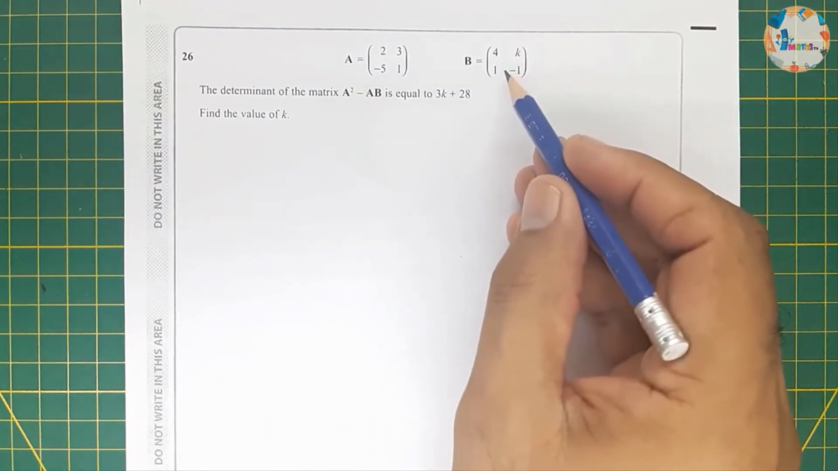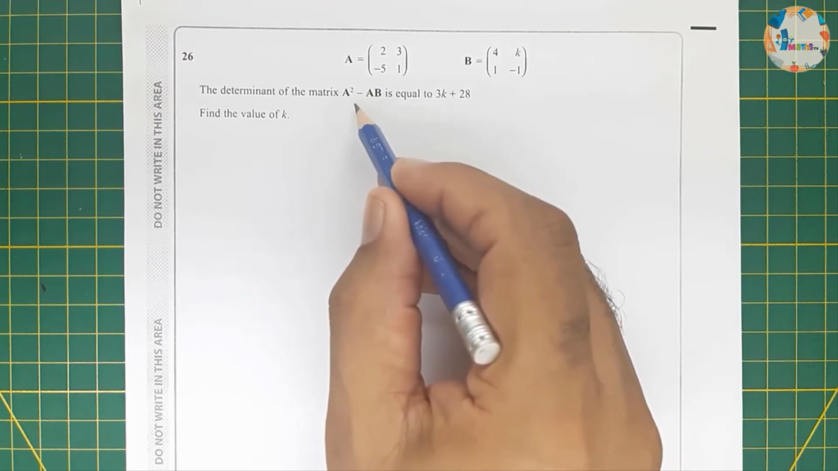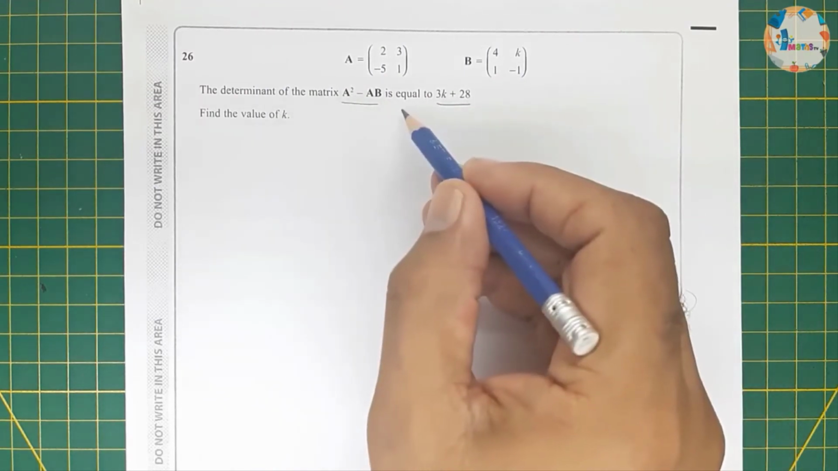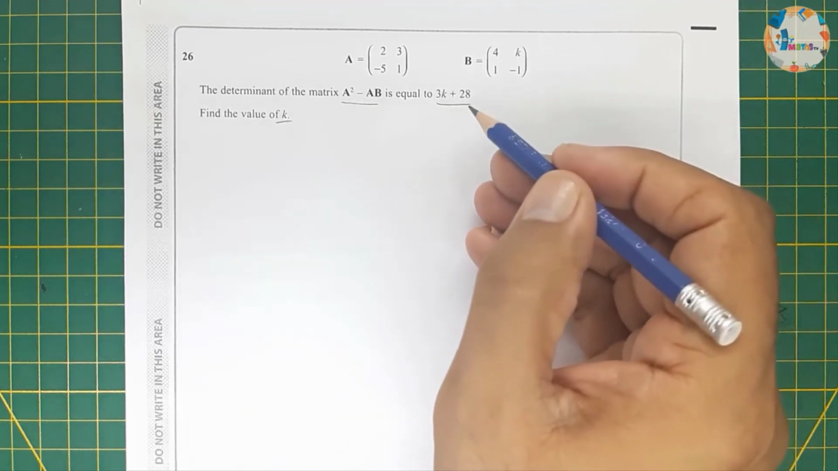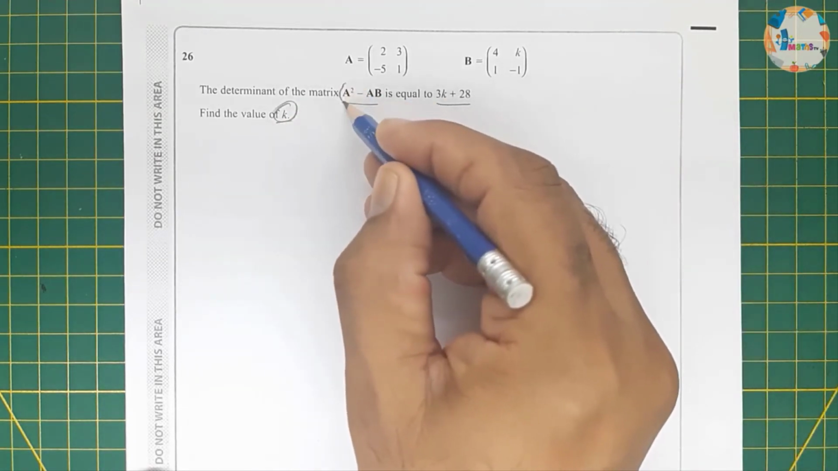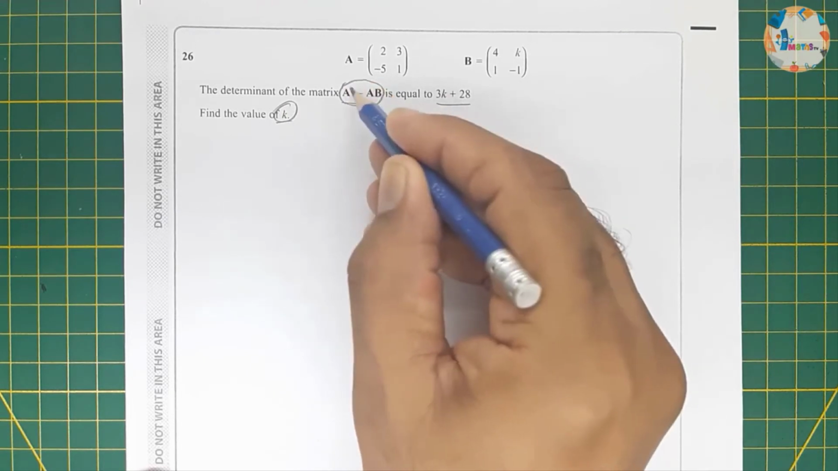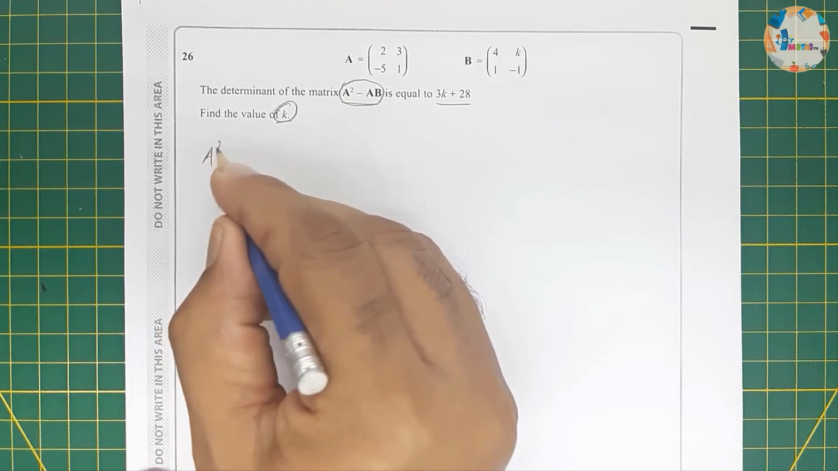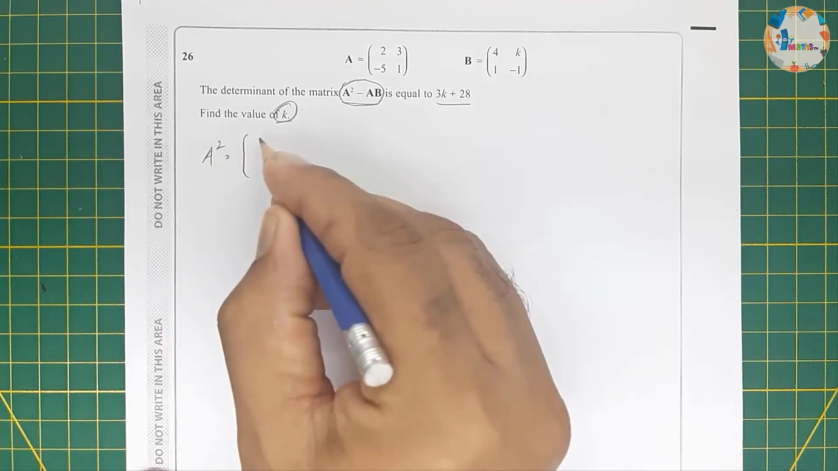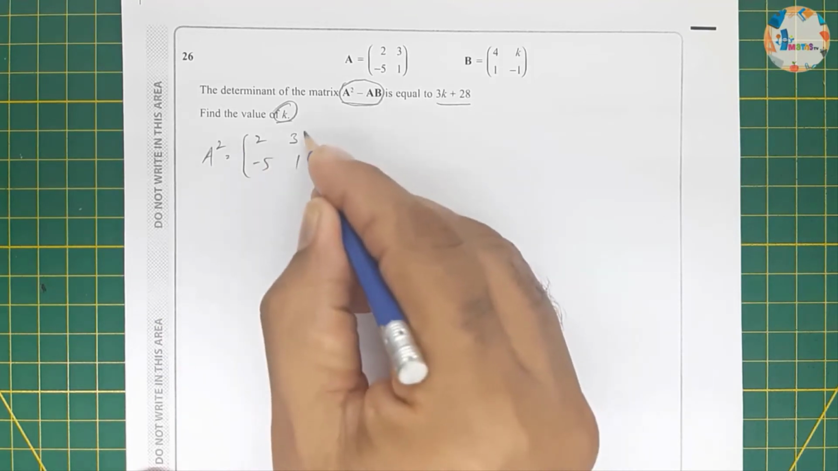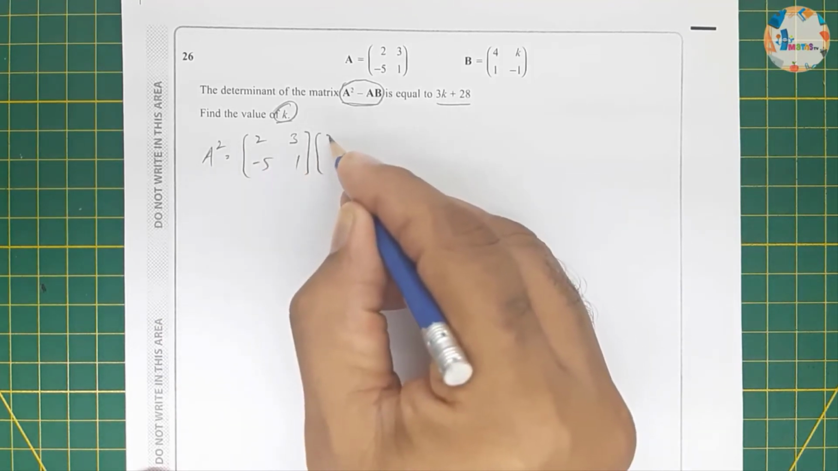A and B are provided. The determinant of matrix, this one, is equal to this. So we have to show this. Find the value of K. Basically we have to find the value of K. So first we will be targeting this matrix, and for this one we will have to find A square first. So A square will be equal to A into A. So 2, 3, minus 5 and 1 will be multiplied by itself.